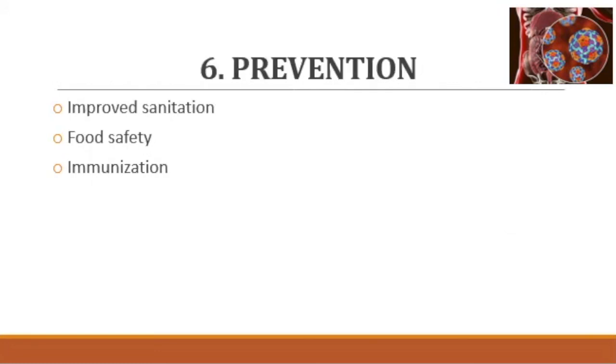So now we talk about the prevention. What we should do to reduce the spread of hepatitis A. The first one is improving sanitation. The second one is making sure of food safety, and the last one is immunization. It means vaccinating people at high risk, such as children or people with a high risk of exposure to the HAV.